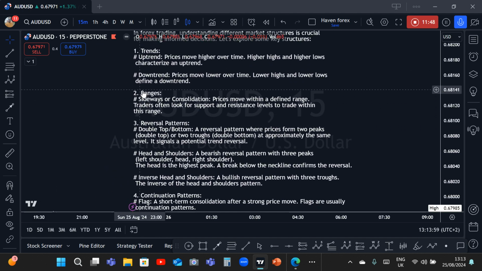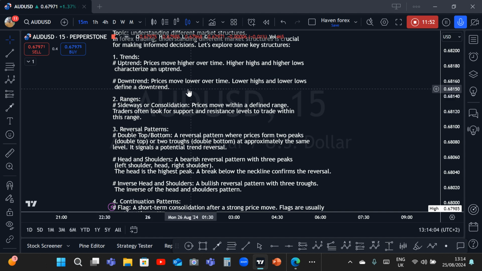Then we know another one is a downtrend. The downtrend is prices move lower over time. That is when you see lower highs and lower lows.